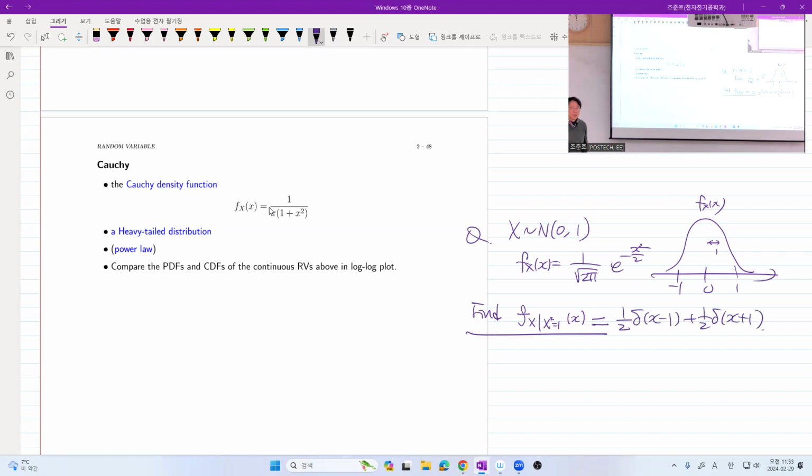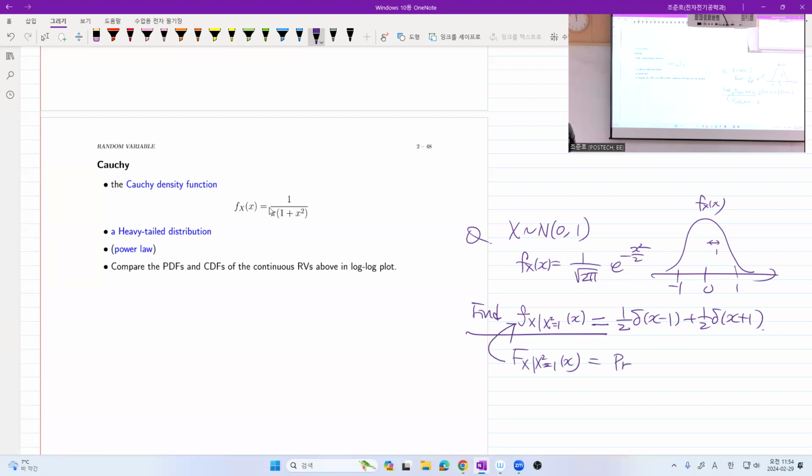But how can you show that is correct? That's another problem, right? So what do you do? Whenever you have a problem precisely deriving your answer, consider this conditional CDF that differentiates to become this conditional PDF.